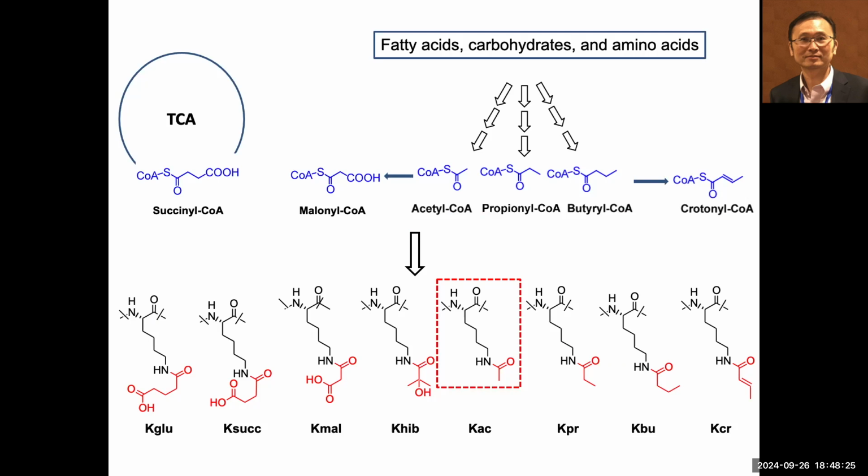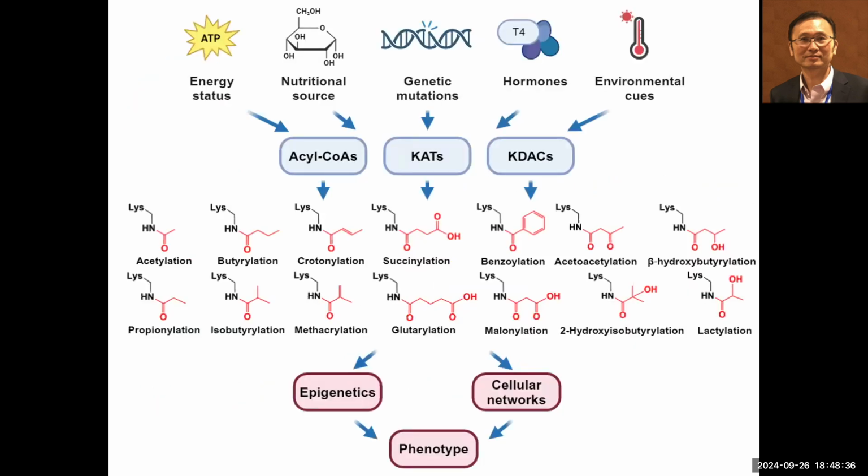So these molecules are precursors or cofactors for these short chain lipid modifications. Under diverse cell conditions, genetic mutation, energy status, energy source, and the environment, these short chain lipids or their CoAs, or the activity of acyltransferases or deacylases, can be changed, leading to a differential program of short chain lipid modifications. This dysregulated modification can regulate cellular phenotype and the network.